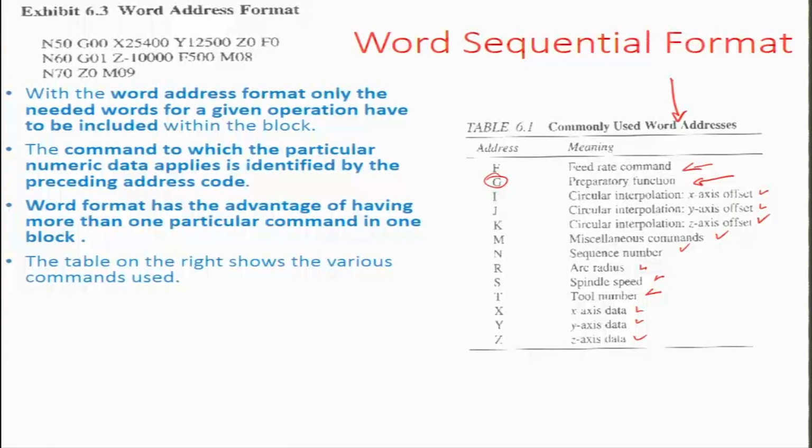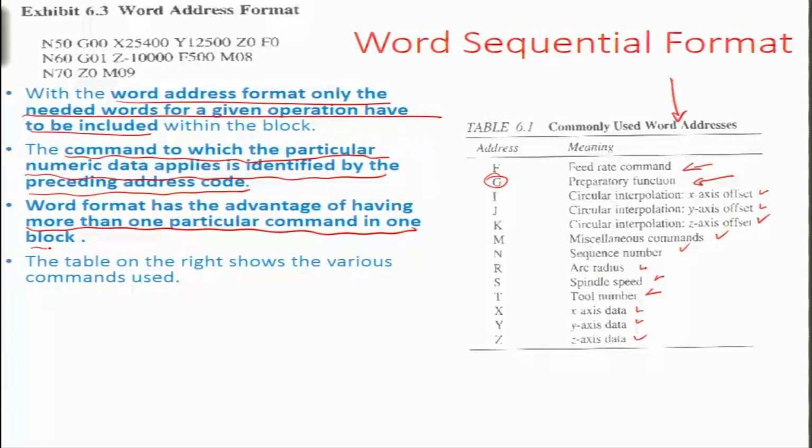So with this word address format, only the words needed for a given operation are included, compared to what used to happen earlier. So obviously the command to which the particular numeric data applies is identified by the preceding address code in terms of the word. So it brings a sequence chain, which would relate, irrespective of wherever the word is placed in the sequence, to the particular part of the program or the subroutine of the program which would be able to input the correct data. The word format has a certain advantage in terms of having more than one command in one block. So obviously you can use many commands.